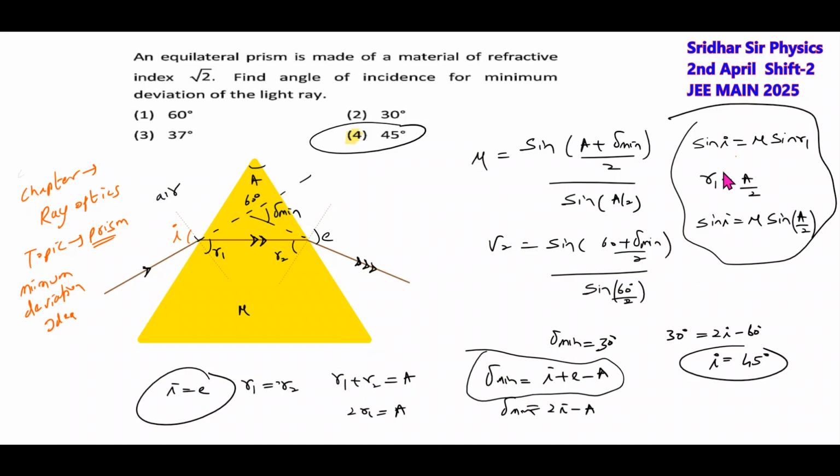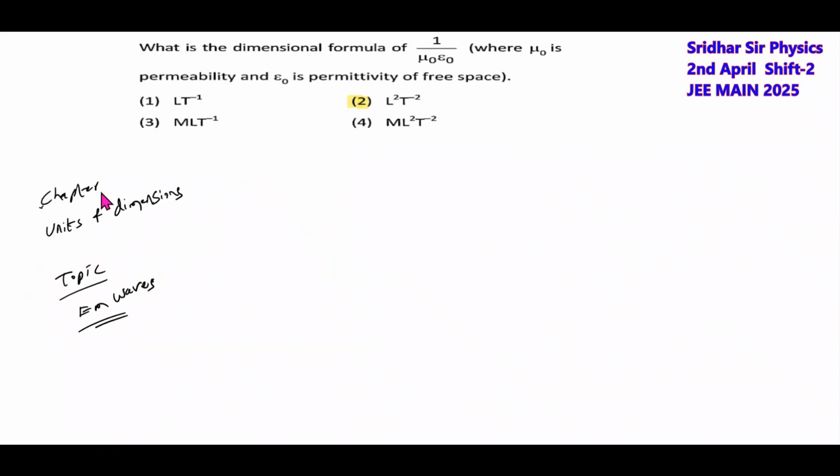We'll move to the next question. This question belongs to the chapter units and dimensions. The subtopic will be EM waves. Based on EM waves, the question is asked here. What is the dimensional formula of 1 by mu naught epsilon naught, where mu naught is permeability and epsilon naught is permittivity of free space?